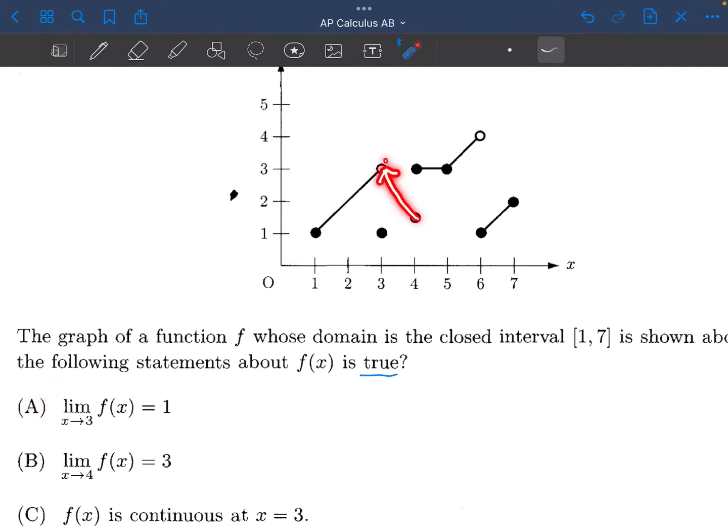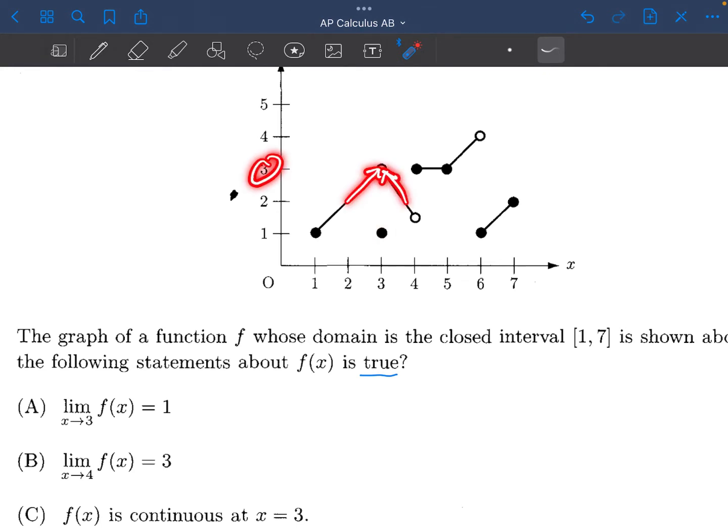From the right side, it seems to approach this height of 3. We don't care what happens at this point. Usually what I tell students is to draw a line through that point. Anything on that line, I do not care about. Like cross off everything on this line. So that means ignore this point, ignore that point. What does it seem to approach? It seems to approach a height of 3.